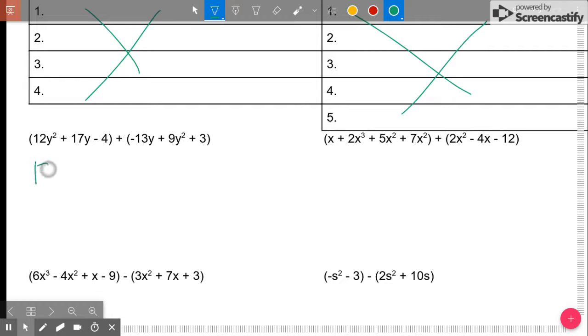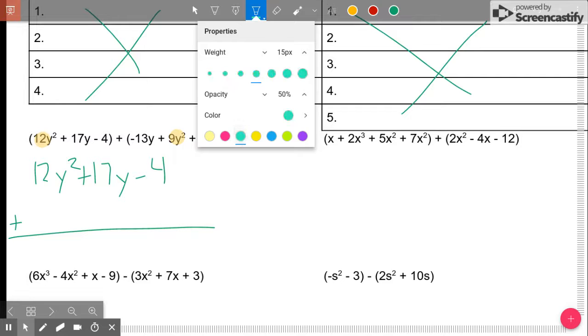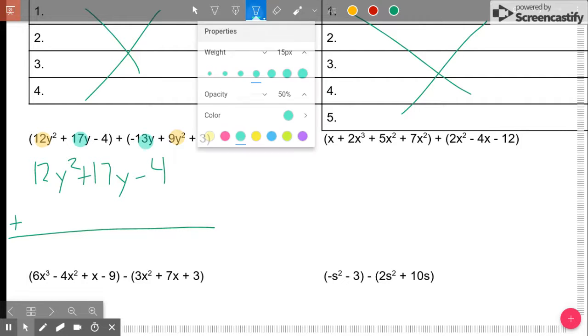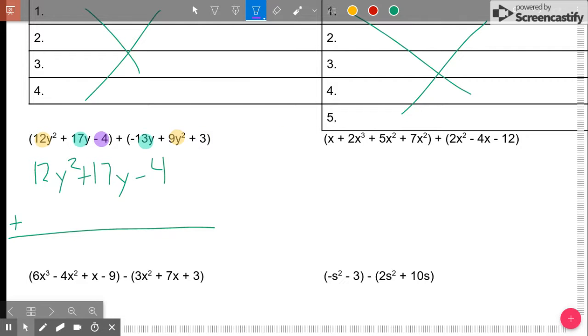So I'm first going to put 12y squared plus 17y minus 4. Then I'm going to put under it. Got to line up my terms. So I go and I look. My y squares and my y squares match up. I then have my y's. And then I have my constants. So I have to make sure I line those up.